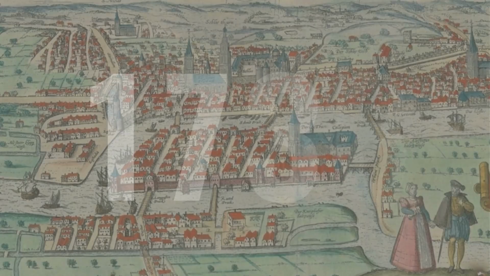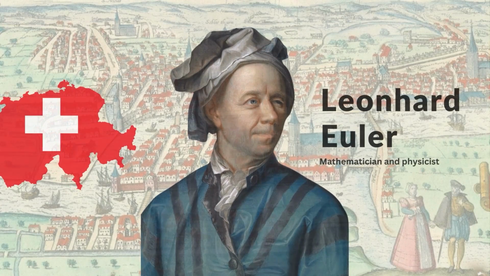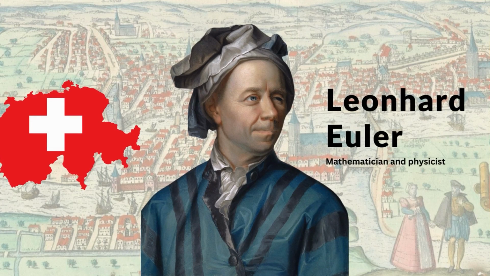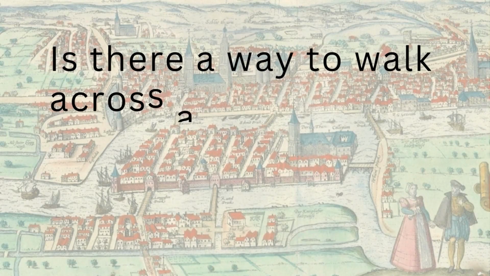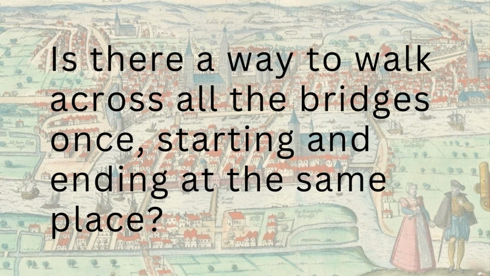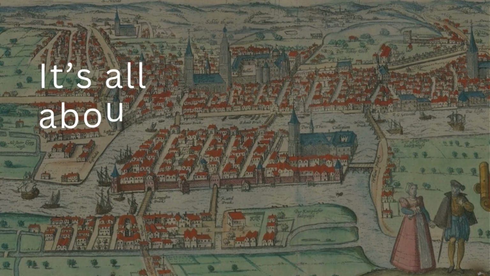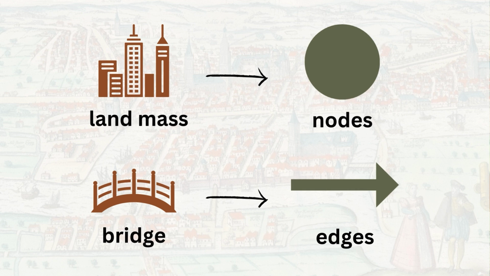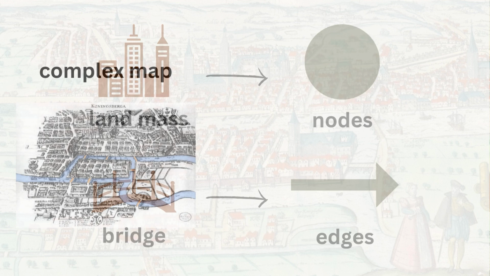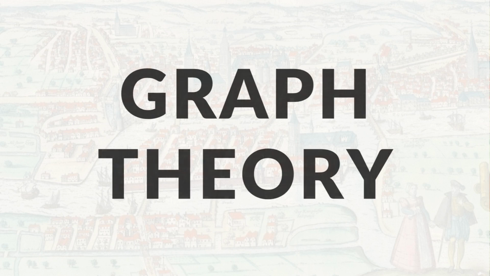What is a knowledge graph? Once upon a time, way back in 1736, there was a Swiss mathematician named Leonhard Euler who faced a mind-bending challenge: the Seven Bridges of Königsberg problem. Is there a way to walk across all bridges once, starting and ending at the same place? Euler realized something more crucial. What mattered was how things were connected. So he turned the city's landmarks into dots, or nodes, and its bridges into lines, or edges, creating a neat little network known as the origin of graph theory.